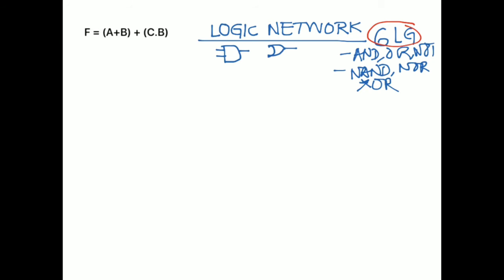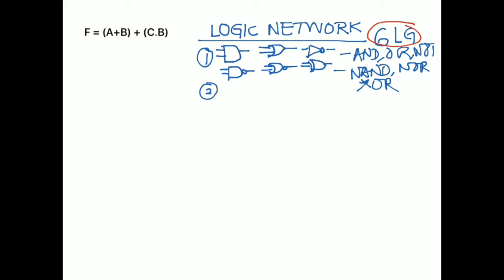We have some gates here. We have the AND gate, the OR gate, the NOT gate, the NAND gate, the NOR gate, and the other one is the XOR gate. Most of these gates have 2 input pins and 1 single output pin. So this is the first rule: use all the standard logic gate symbols.